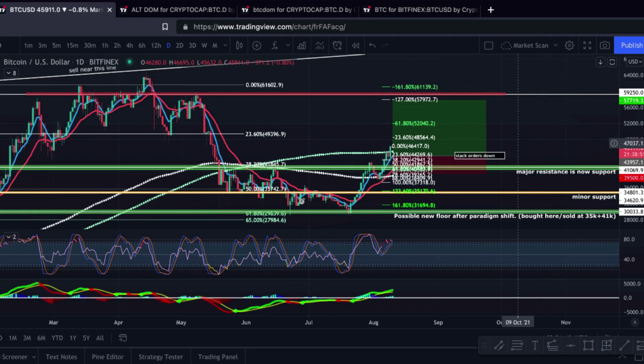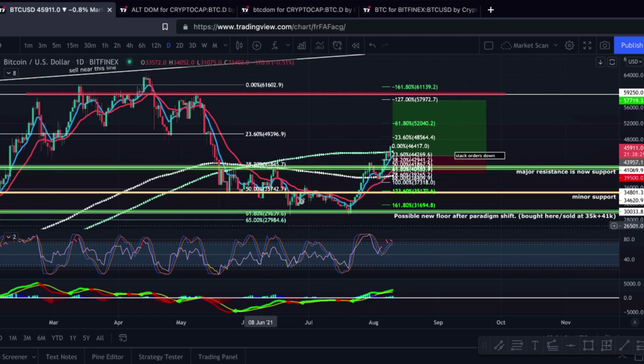46,000. So it's at 46,000, and I have some at 45, I have some at 44, and I have some at 43, 42. I'm just gonna stack into Bitcoin all the way down to 40,000 because that's a major support. And really 42,000 is the major support because this is the old 38.2.